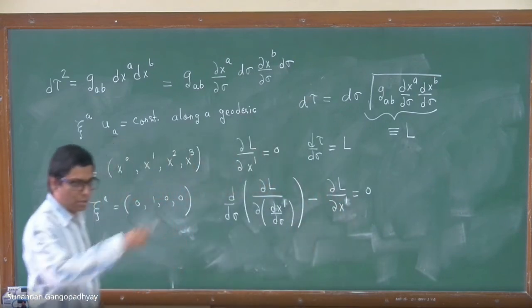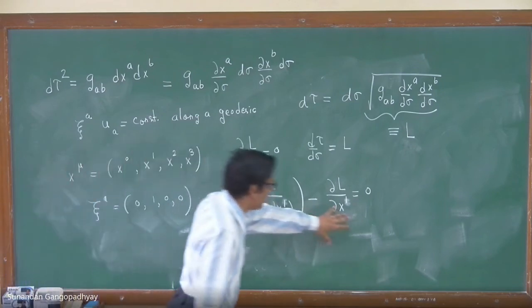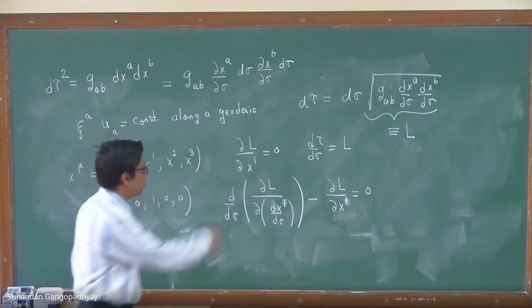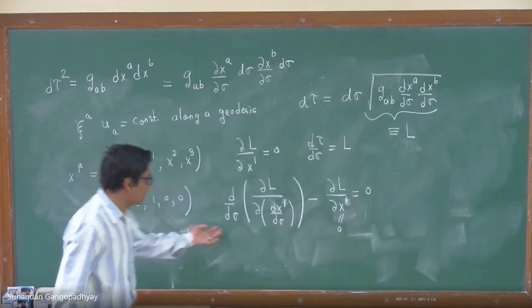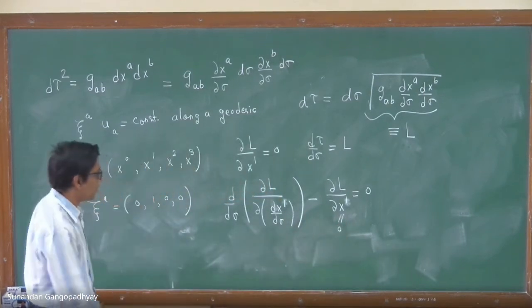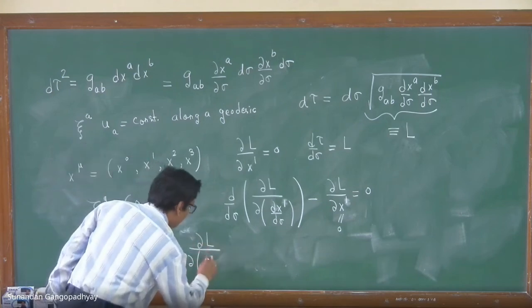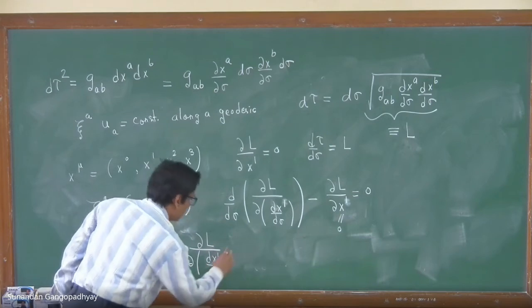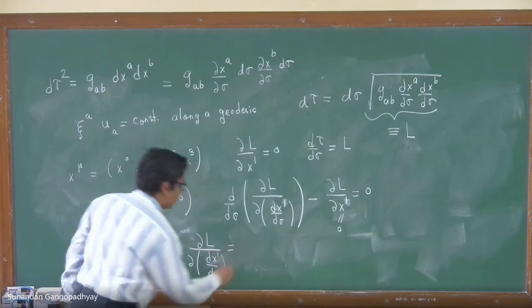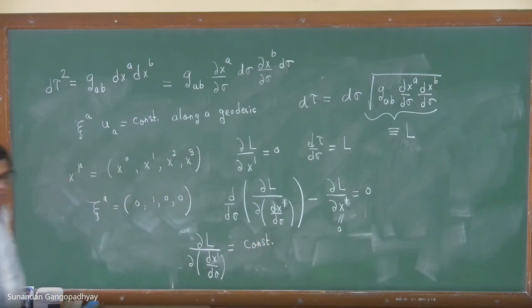But the metric does not change along the x1 direction. That basically means that the Lagrangian is independent of this coordinate x1. So del L del x1 is 0. This itself is equal to 0. So this is equal to 0 from the Euler-Lagrange equation. Therefore, del L del of dx1 by d sigma is a constant. This is equal to constant.